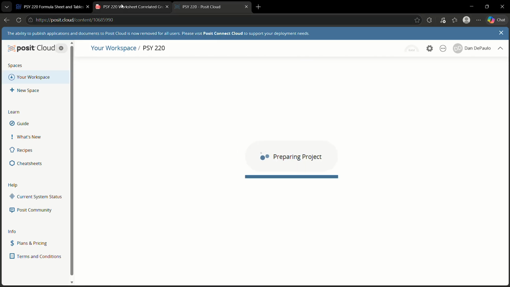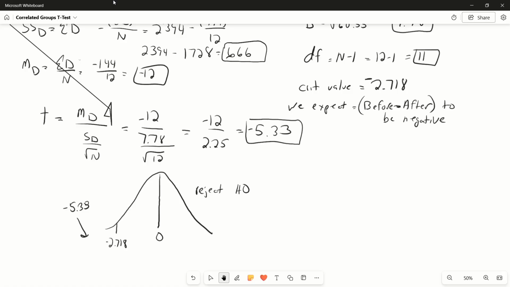Go back to here. So my obtained value is here, my critical value is here. The obtained value is more extreme than the critical value, so we reject the null. And that's pretty much it. You can think of this as almost the same as the one sample t-test, but instead of X, you have D. Your one sample is the sample of difference scores, basically.